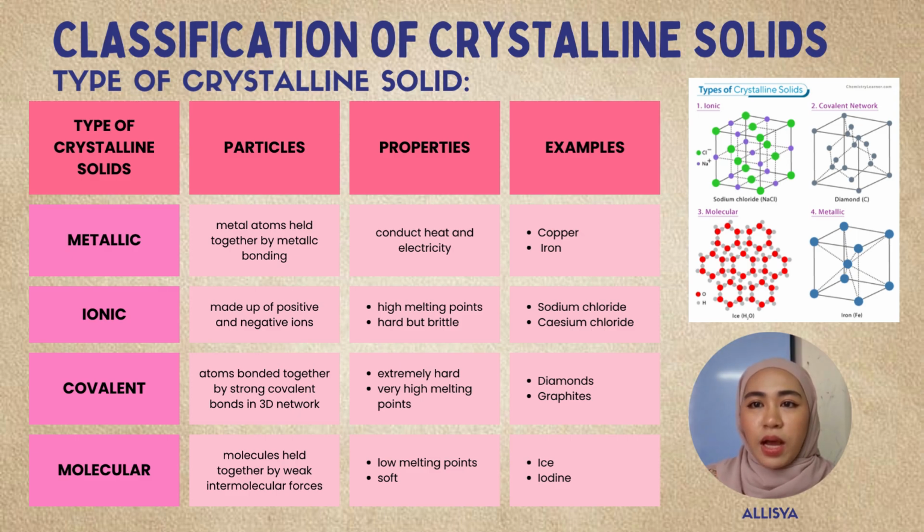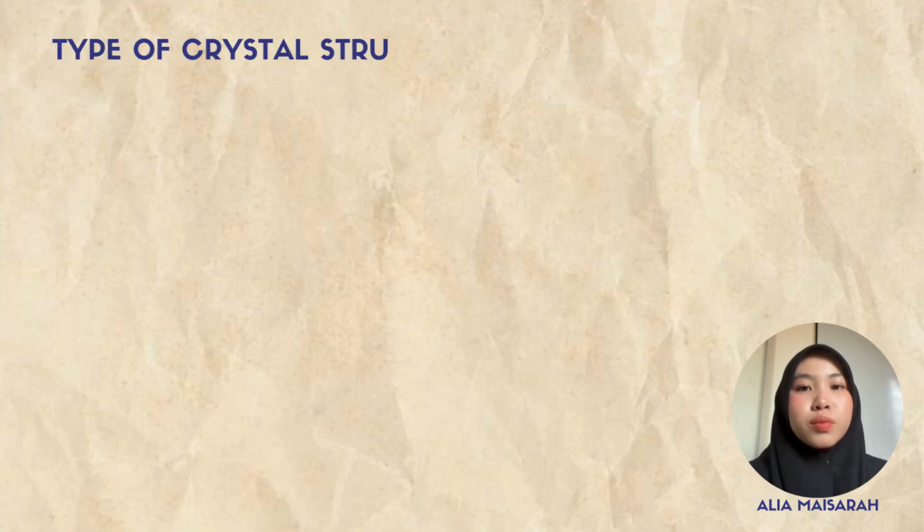Covalent network solids are formed when atoms are bonded together by strong covalent bonds in a 3D network. As a result, these solids are extremely hard and have a very high melting point. Diamond and graphite are common examples. Molecular crystalline solids are composed of molecules held together by weak intermolecular forces such as van der Waals forces or hydrogen bonding. Therefore, these solids usually have low melting points and are relatively soft. Examples include ice. There are three primary types of cubic crystal structures.